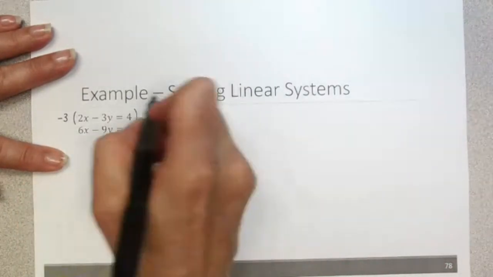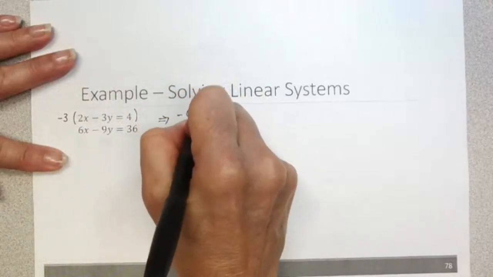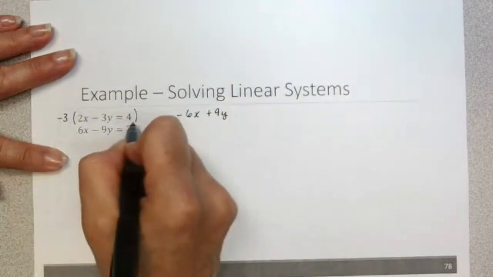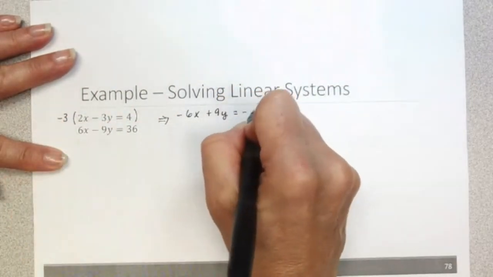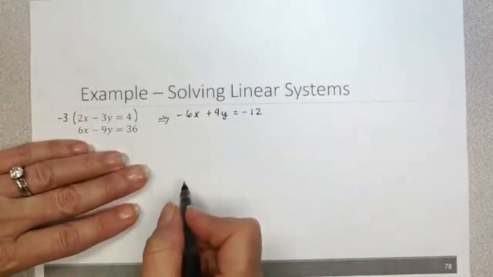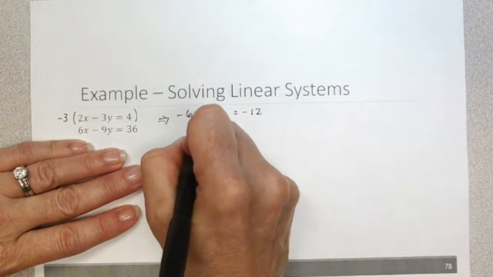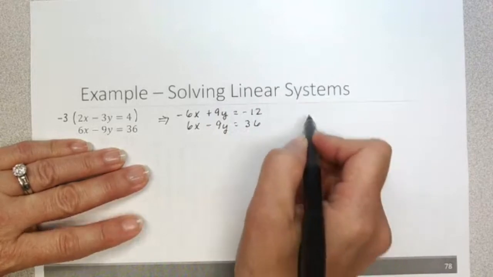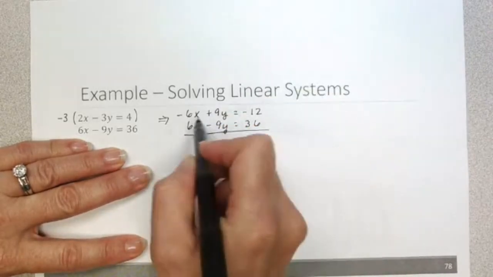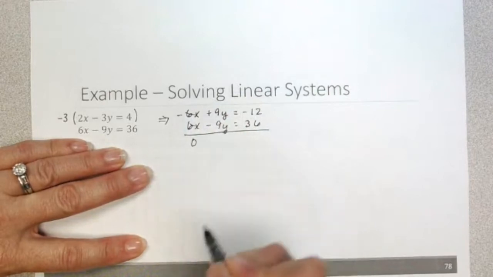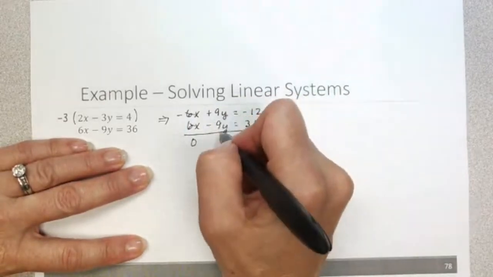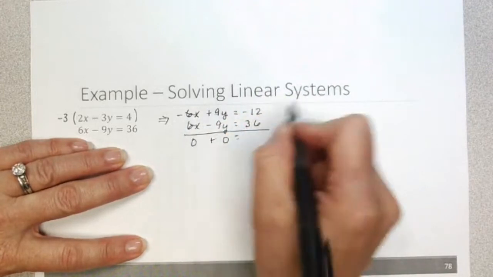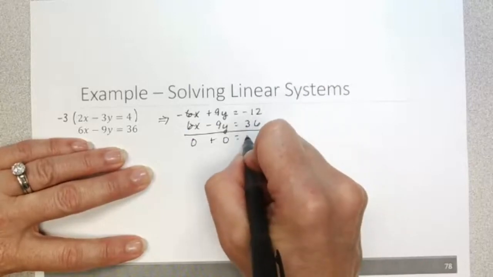So let's just go ahead and rewrite that. And -3 times 2x is -6x, -3 times -3y is +9y, and -3 times 4 is -12. So that'll equal -12. All right, then let's just copy the second equation. 6x minus 9y equals 36. Okay, when I add these together, -6x, +6x, they add out, or they add to 0, right? +9y and -9y, they also add out, or they also add to 0. And -12 and +36 add to 24.